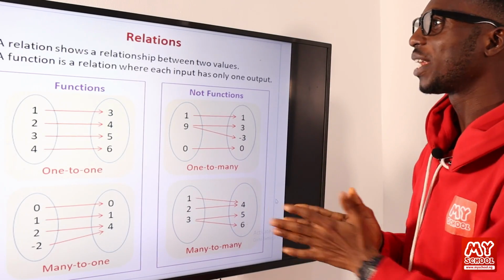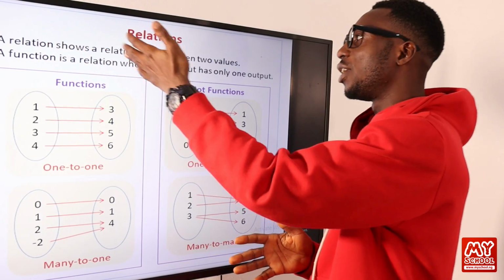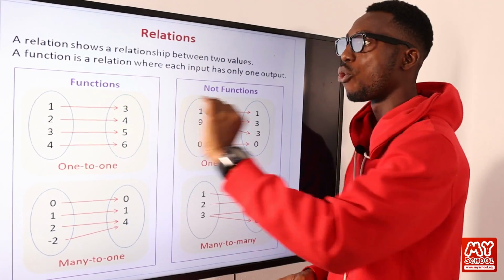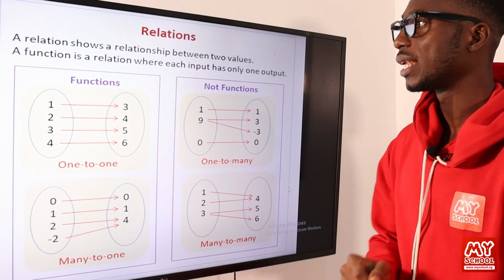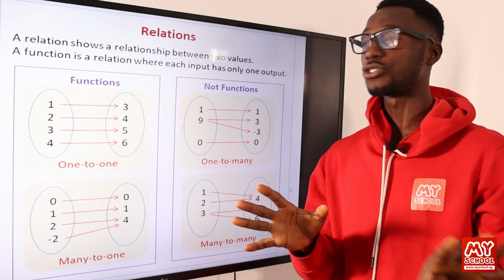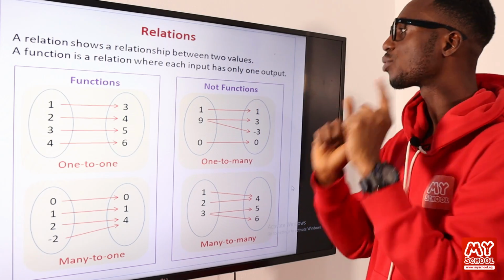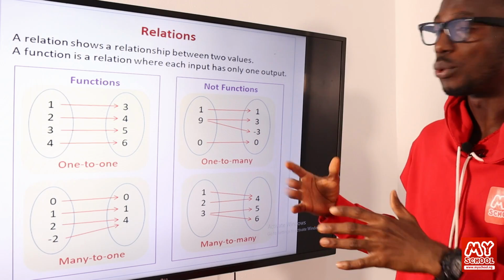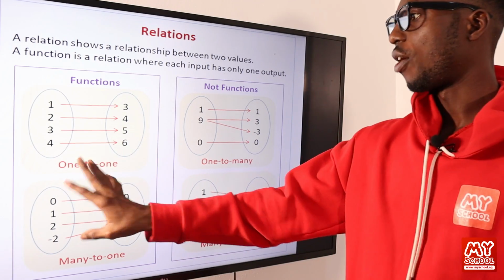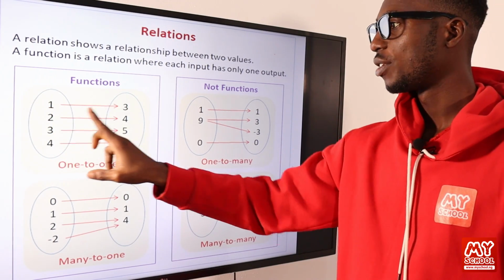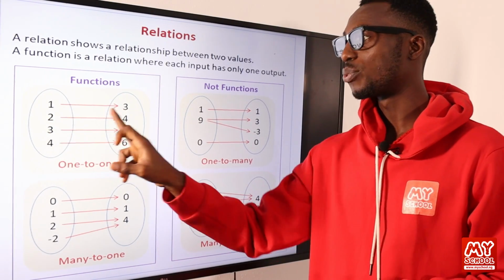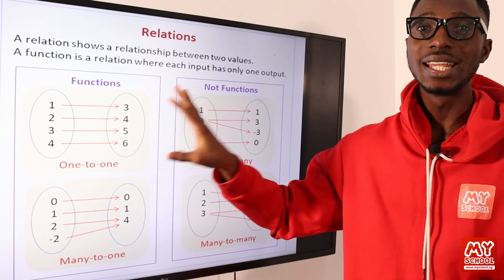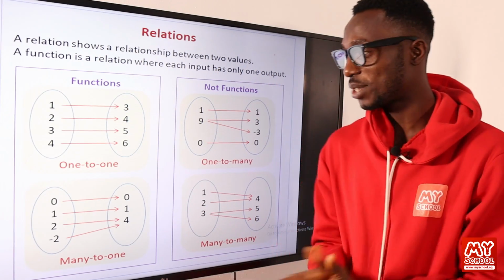Furthermore, we are looking at relations. A relation shows a relationship between two values. This is your domain, this is your co-domain. What is a function once again? A function is a type of relation where each input has only one output. This is just to further elaborate what we looked into earlier. Look at this, this is one-to-one. You can see one input to one output, one input to one output. So one-to-one is a very good example of a function. Let's look at the next one.